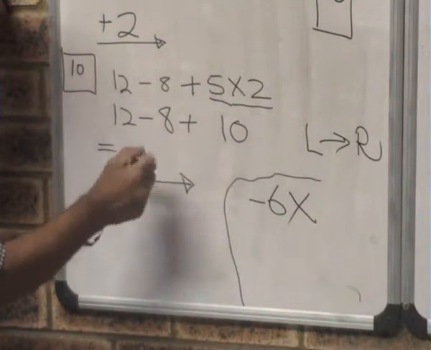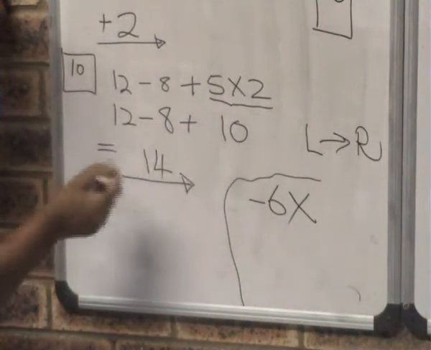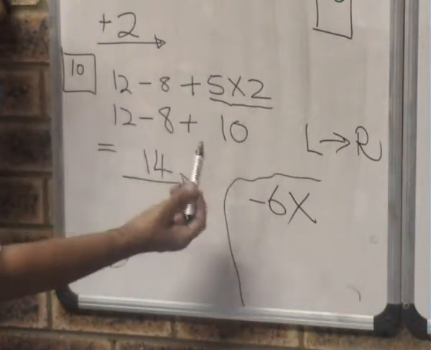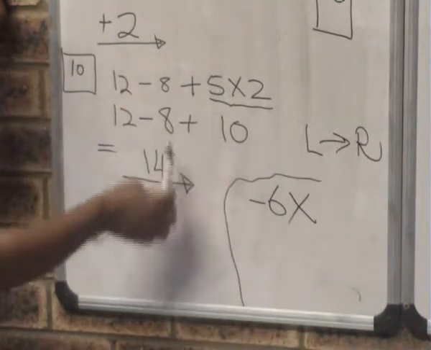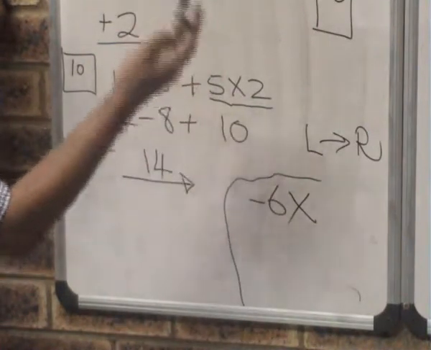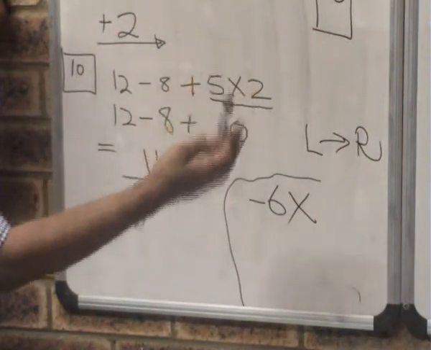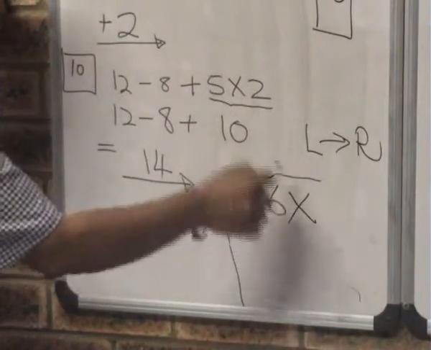Sorry, there was a mistake here. It's 14. 12 minus 8 is 4. 4 plus 10 is 14. If you don't go left to right, and if you try to do some funny things, you might say 8 plus 10, 18. Minus 18. I don't know what you will say. So you might say the answer is 30. I don't know what. Therefore, avoid all that problem.